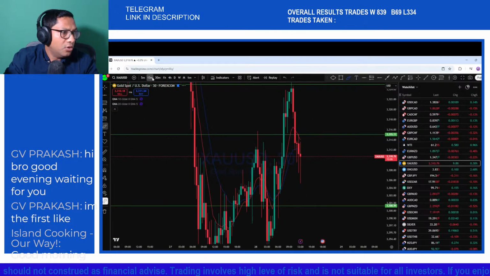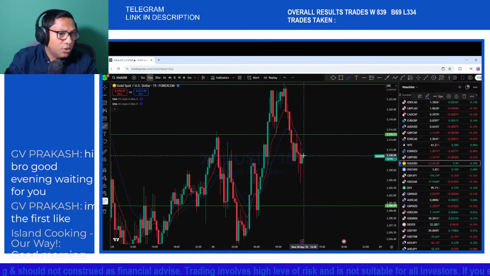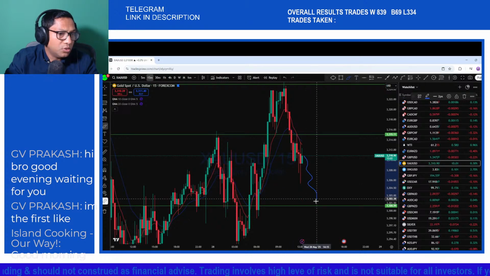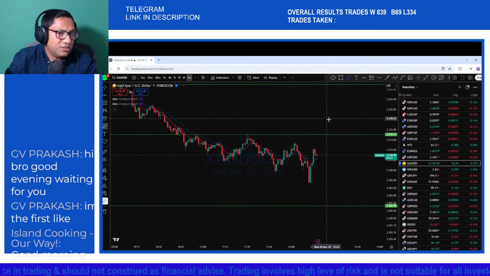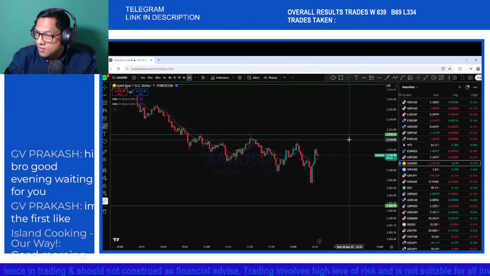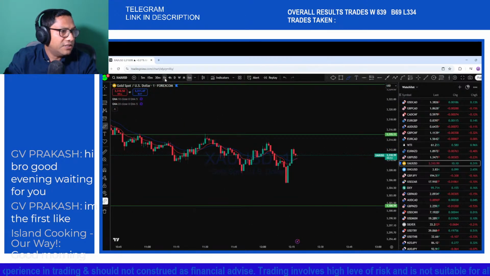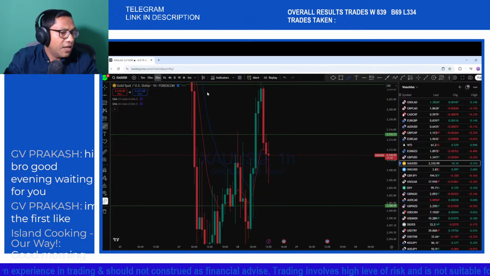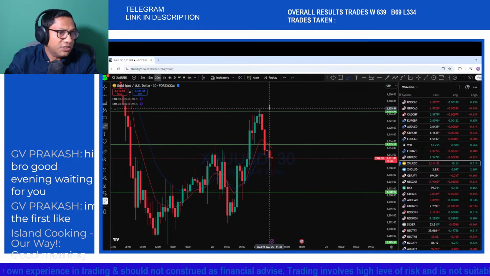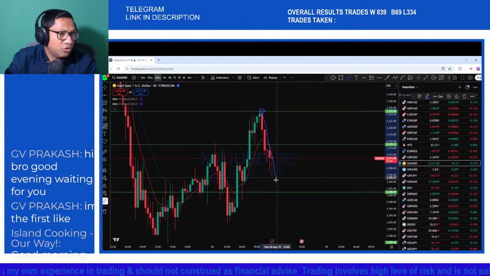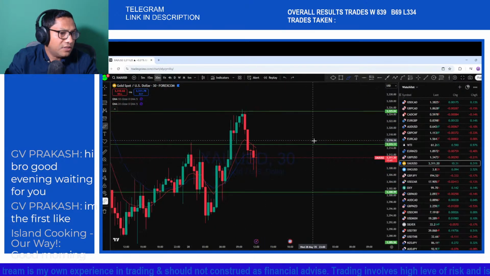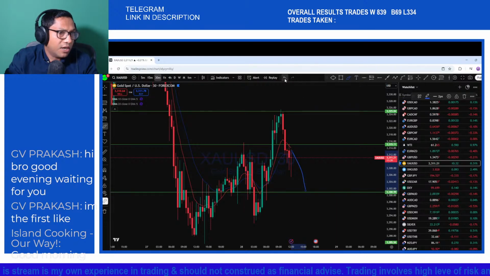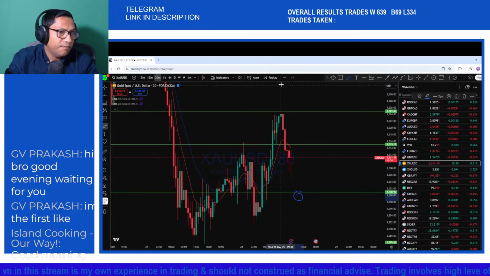Looking forward to seeing the market come down to that support level. It's a bear market at the moment, and with that bear market, you can see from here a big drop back below. With that drop, we can expect the market to possibly trend down to this support level here.